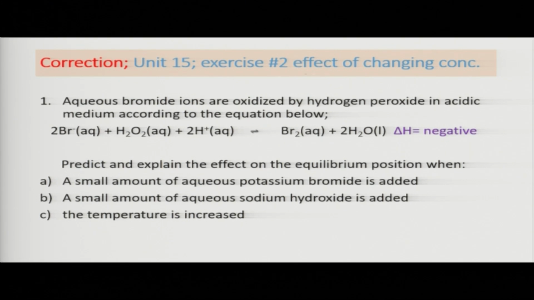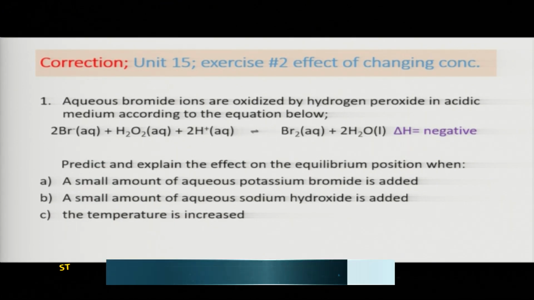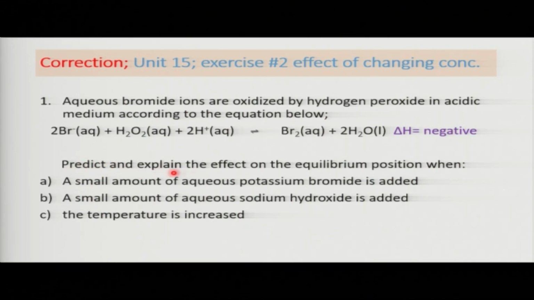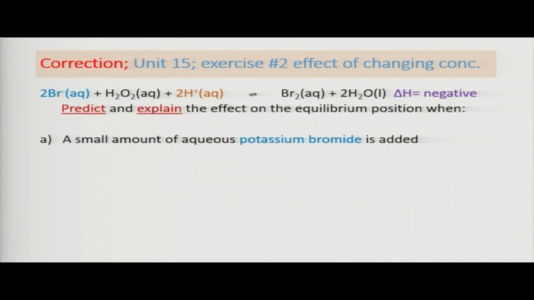I believe you attempted it. And if you did, let's now do a few corrections of what was expected. My emphasis will be much more on these action verbs: predict, explain. In other words, these bring about the whole idea of what is expected of you. Then equilibrium position. Those are the things we shall be looking at as we do the corrections. So let's do the corrections. I've left the introductory part out as it is not much necessary.